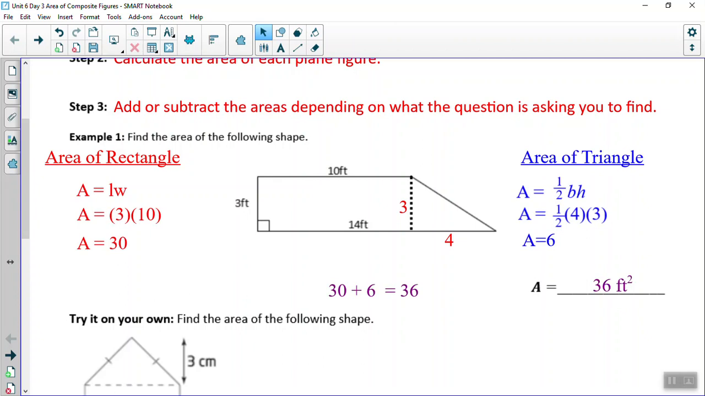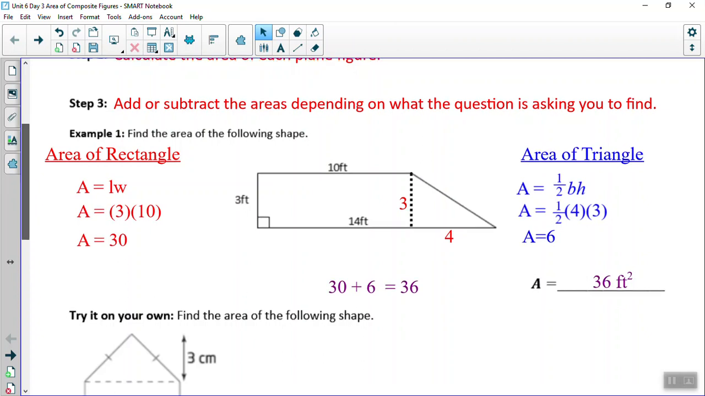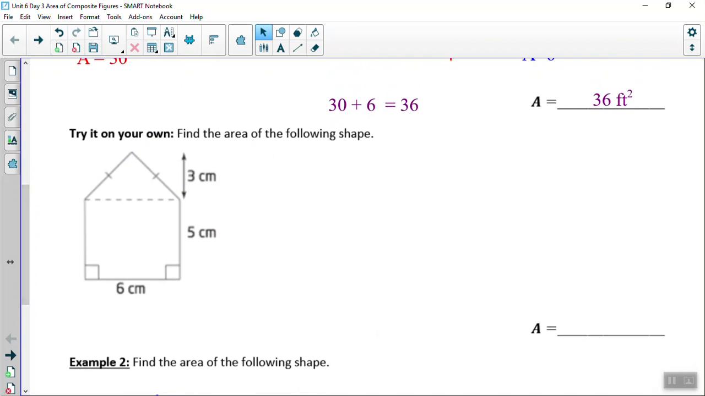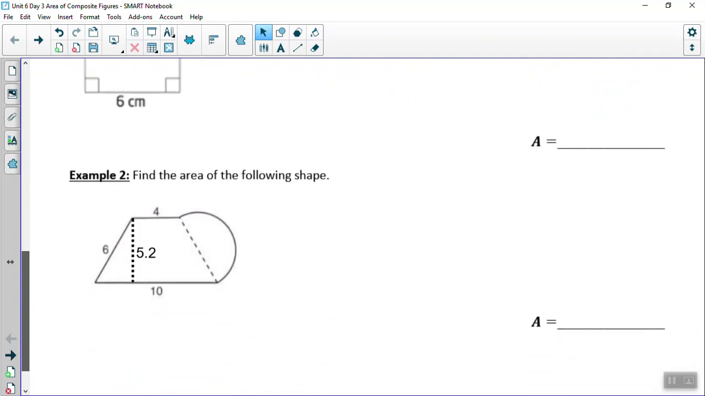Make sure that you always label your answers with the unit of measure, and when we're doing area, that unit of measure should always be squared. Alright, I'm going to skip over the try on your owns for now, and then after the end you can come back and work on those.